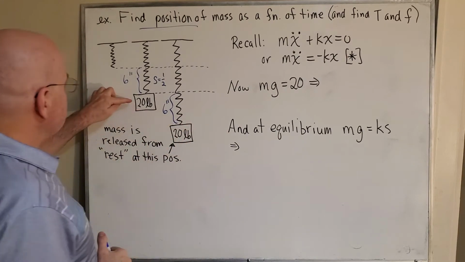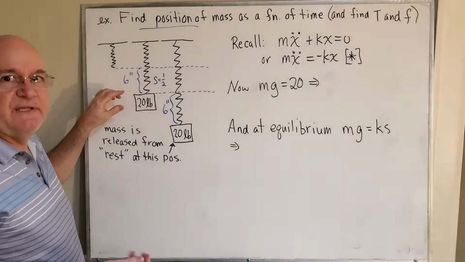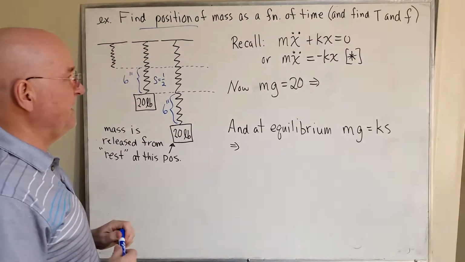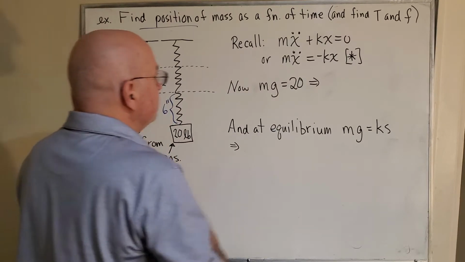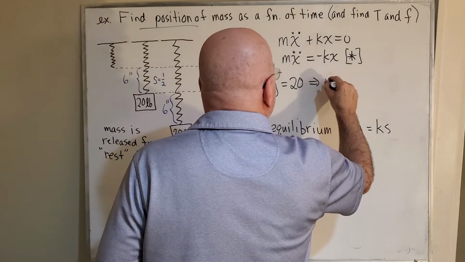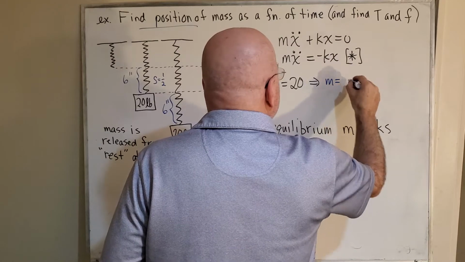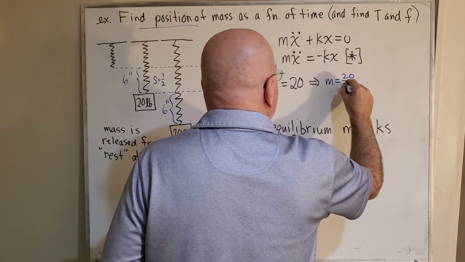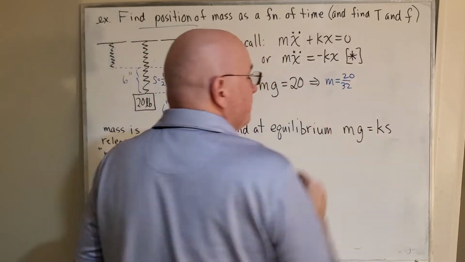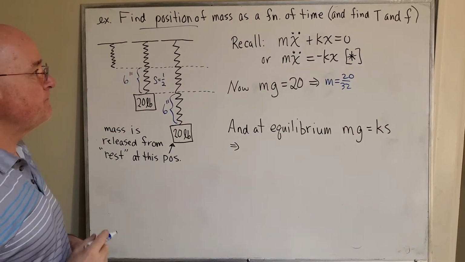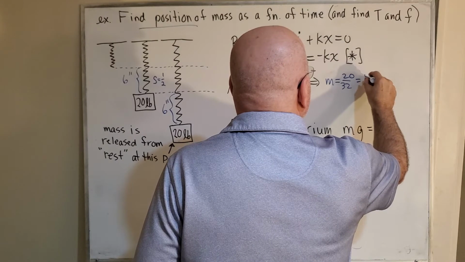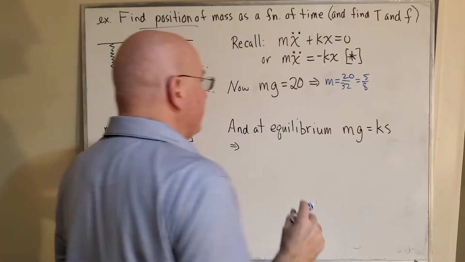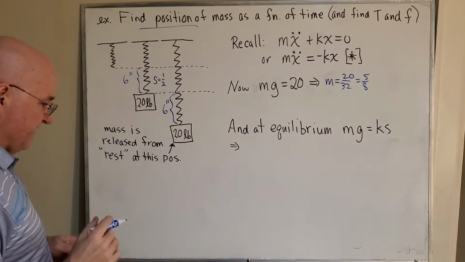Now, this is a 20-pound weight. We need the mass. We need little m. So 20 is m times g. So m is going to be 20 over g, which remember we do 32 feet per second squared. And that's equal to 5/8. So m is equal to 5/8.